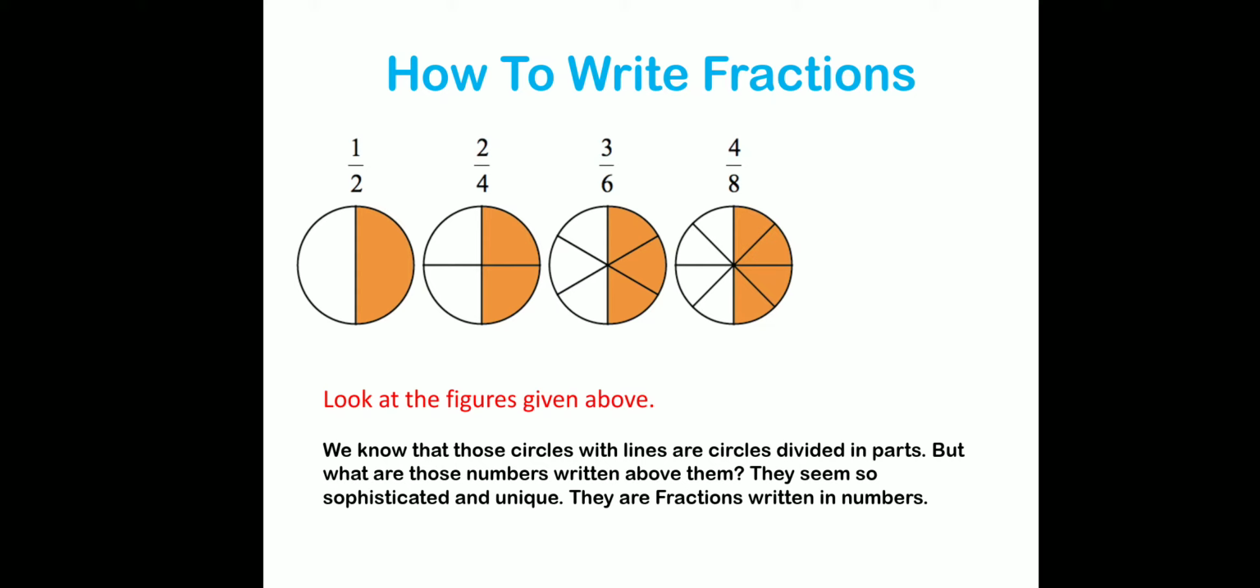They seem so sophisticated and unique. Yes, they do seem sophisticated. See, it's not jumbled anywhere. They are sophisticated and unique too. Because usually the numbers we see are 1, 2, 3, 4. But wow, this is something different, something unique. There are fractions written in numbers. Okay. There are fractions written in numbers.